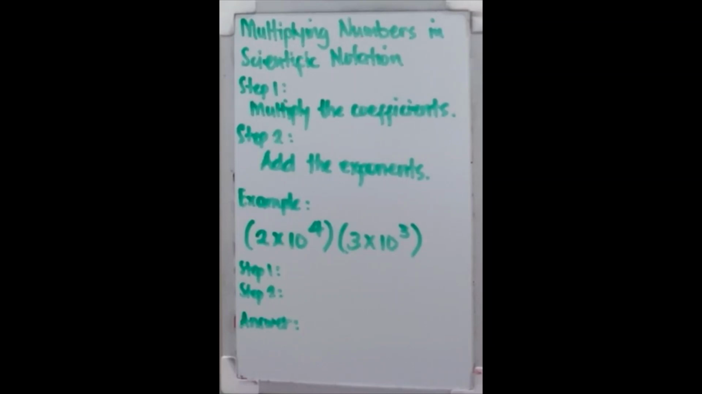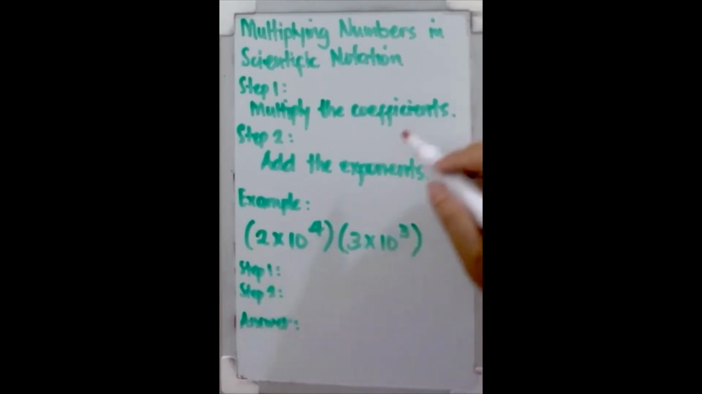Hello viewers, in this video I will share with you how to multiply numbers in scientific notation. We have two basic steps. Step 1 is to multiply the coefficients and step 2 is to add the exponents. Example, we have here 2 times 10 raised to 4 multiplied by 3 times 10 raised to 3.